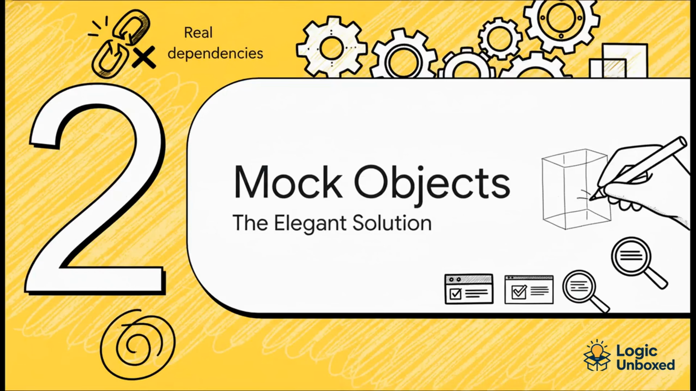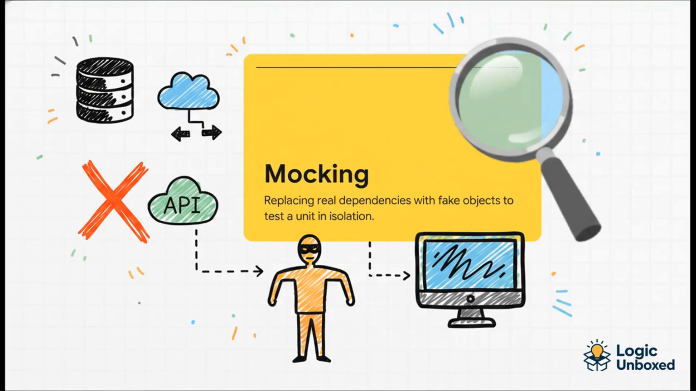So if those real clunky dependencies are our problem, then mock objects are the elegant solution we've all been searching for. Let's break down what they actually are. At its core, mocking is a really simple idea. It's just creating fake stand-ins for your real dependencies. My favorite analogy, a mock object is like a stunt double for your database.